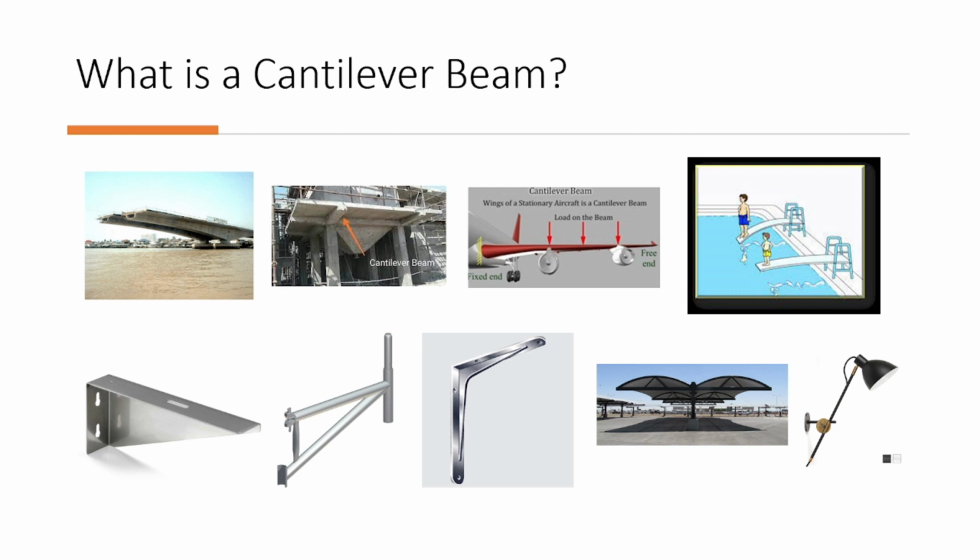Cantilever beams are commonly used in real-world applications across different fields of engineering. For example, in civil engineering, cantilever beams are used in the design of bridges, overpasses, and buildings. In aerospace engineering, cantilever beams are used in the design of aircraft wings and tail structures. In mechanical engineering, cantilever beams are used in the design of components such as brackets, supports, and fixtures.